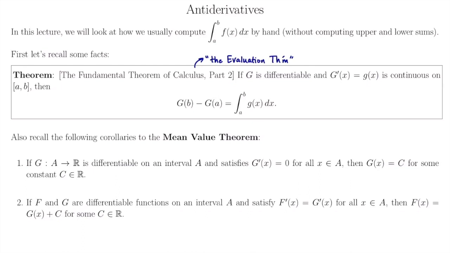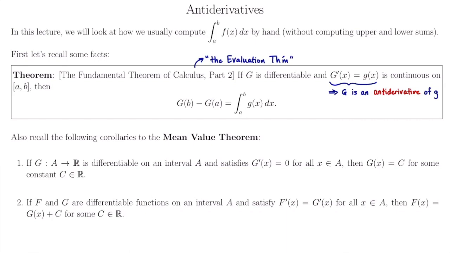Suppose I have some continuous function from a to b which I'm trying to integrate. So that's little g of x. If I can find a function capital G whose derivative is little g, then this integral from a to b of little g of x dx is capital G of b minus capital G of a. A function whose derivative is little g is called an antiderivative of little g. So what the fundamental theorem of calculus part 2 tells us is that if we can find an antiderivative for our integrand, then we can evaluate this definite integral just by plugging the endpoints into the antiderivative.